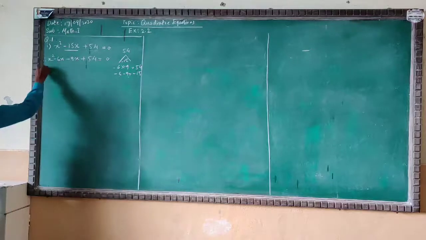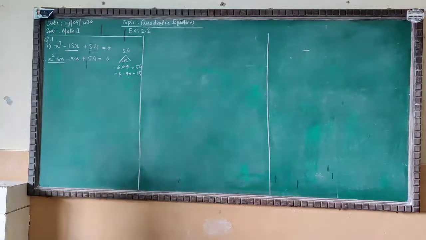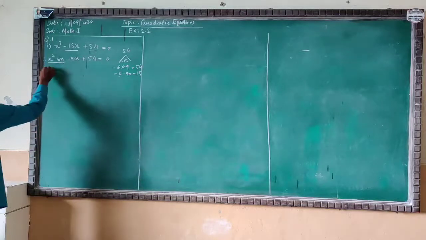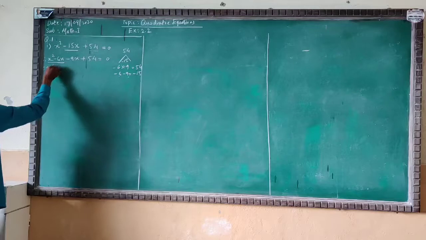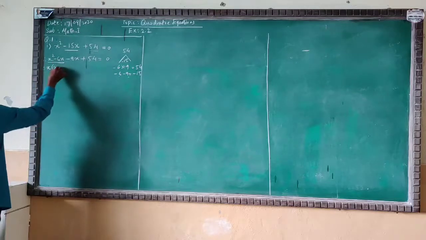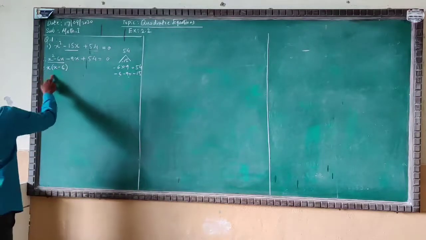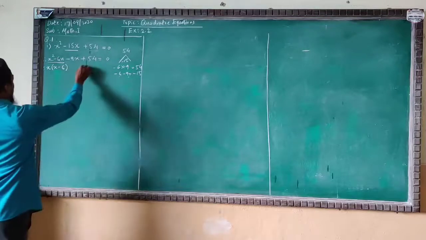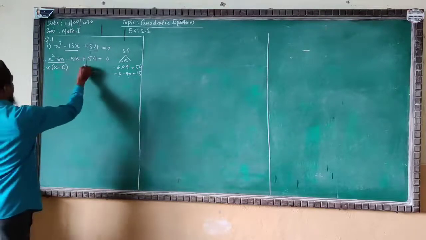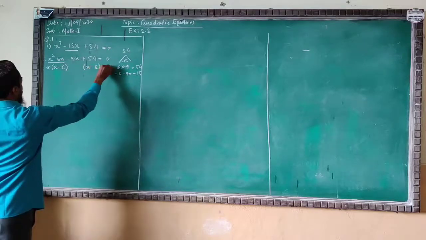Now here we take the common elements. Here we have x as a common. We take x as a common. Inside, x into x we will get x square. This is the outside, so the remaining is the 6. Now try once again: x into x, we will get x square. Minus 6 into x, we will get minus 6x. We will repeat this bracket: x minus 6 is equal to 0.